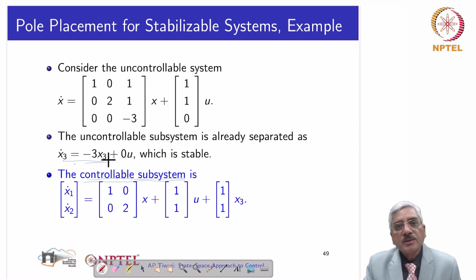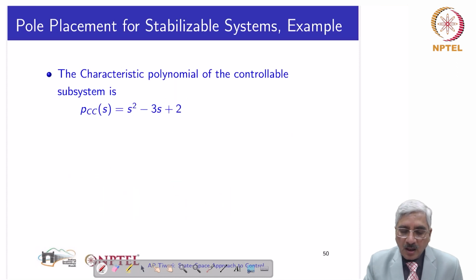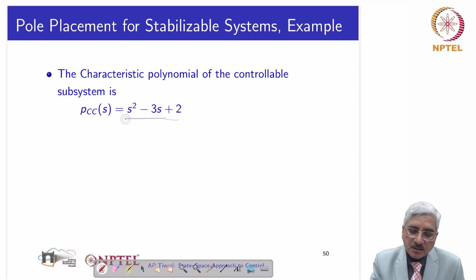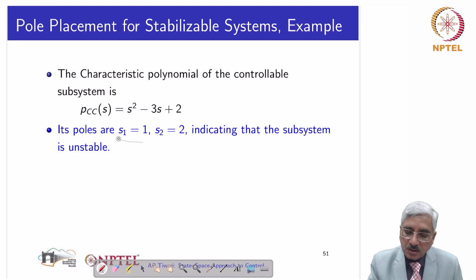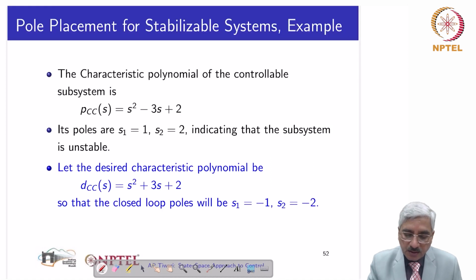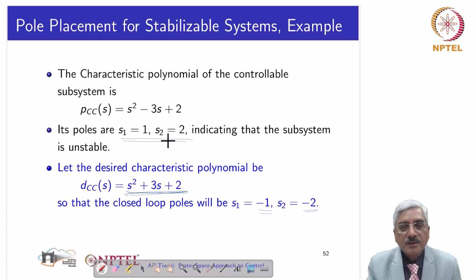So we consider this controllable subsystem, and we see that this is its characteristic polynomial, the characteristic polynomial of the open loop controllable subsystem. We want to place its poles at -1 and -2, and we want to achieve this characteristic equation of the closed loop controllable subsystem. The open loop poles are here, 1 and 2, indicating instability. So we want to stabilize, and probably this one will give an overdamped response which is acceptable for our purpose.